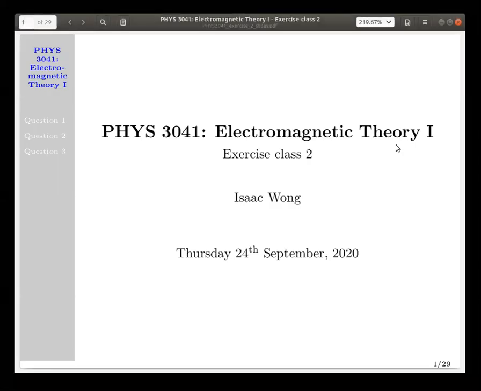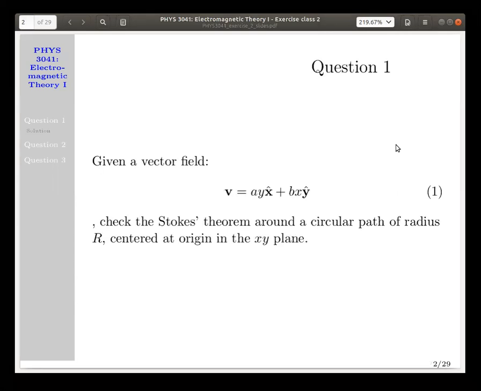Hello everyone, this is exercise class 2 and I will go through the solution of the questions step by step. For question 1, you are given a vector field and you are asked to check Stokes' theorem around a circular path of radius r centered at the origin in the xy plane.